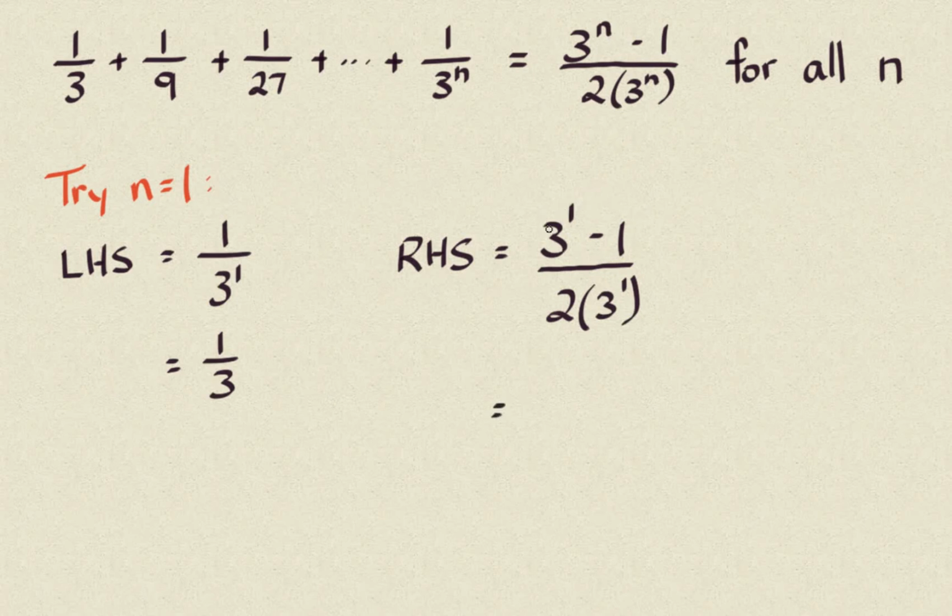That gives us 2 on the top. The 2 on the top will cancel with the 2 on the denominator, giving us 1/3. So we can see that this statement is true for n equals 1. Let's have a look at our second statement.